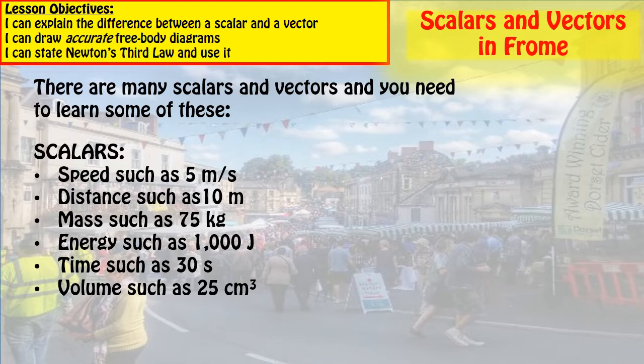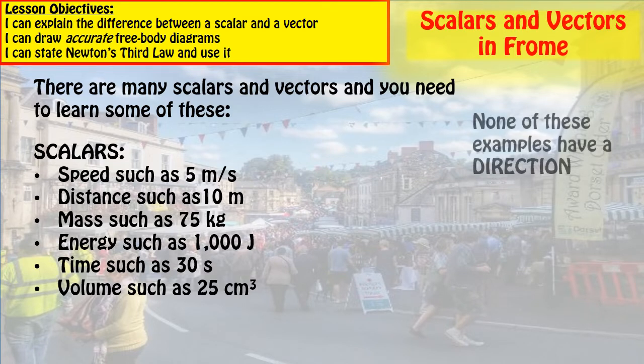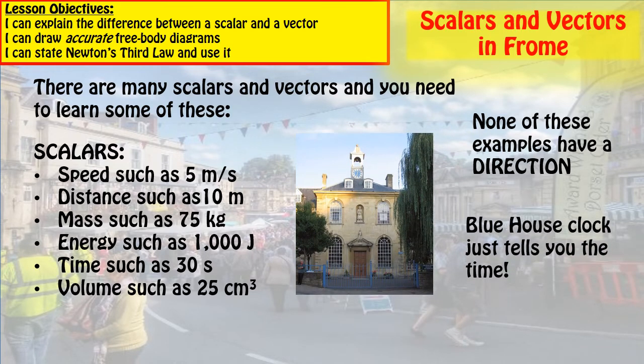So all of these you should have seen or used before. All of these have magnitude, none of them have direction. They all have an associated number, what we call magnitude, an amount, but we have no idea which direction any of these are going. And you might have walked past the Blue House clock on your way to school, or you probably know where it is. This is also an example of a scalar quantity, the clock, because you just see a number. It just tells you the time. So that's a scalar quantity.